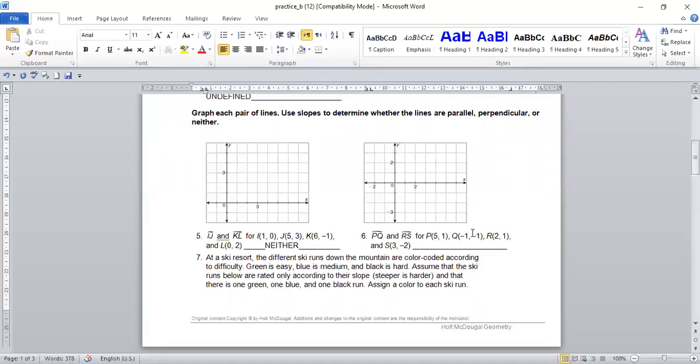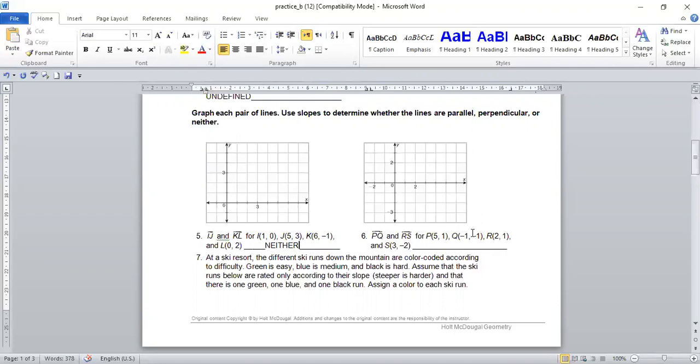Similarly, the slope for R and S is going to be -2 minus 1. Just please girls follow what I'm telling you so that you can check the answer. Okay, y2 minus y1 is -2 minus 1, and x2 minus x1 is 3 minus 2, so that's going to be -3 over 1. So of course the slope of PQ was 1 over 3, and the slope of RS is -3 over 1, which means it's a reciprocal.